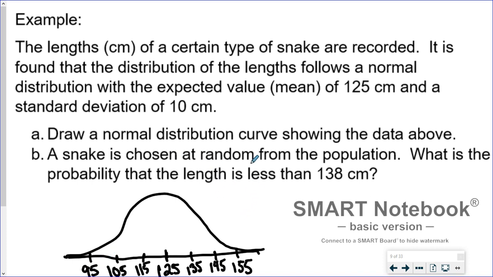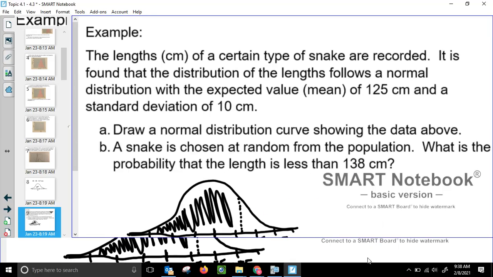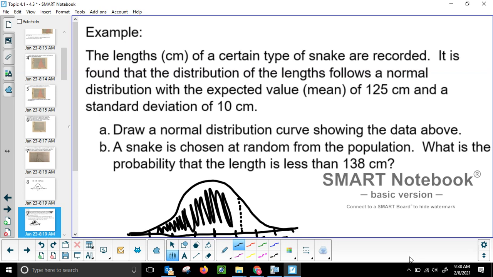Now, a snake is chosen at random from the population. What is the probability that the length is less than 138 centimeters? So 138 centimeters would be over here somewhere. Basically, what we want to find is this area underneath the curve, and we can use our calculator to do that. So let's go ahead and pull out our calculator here.